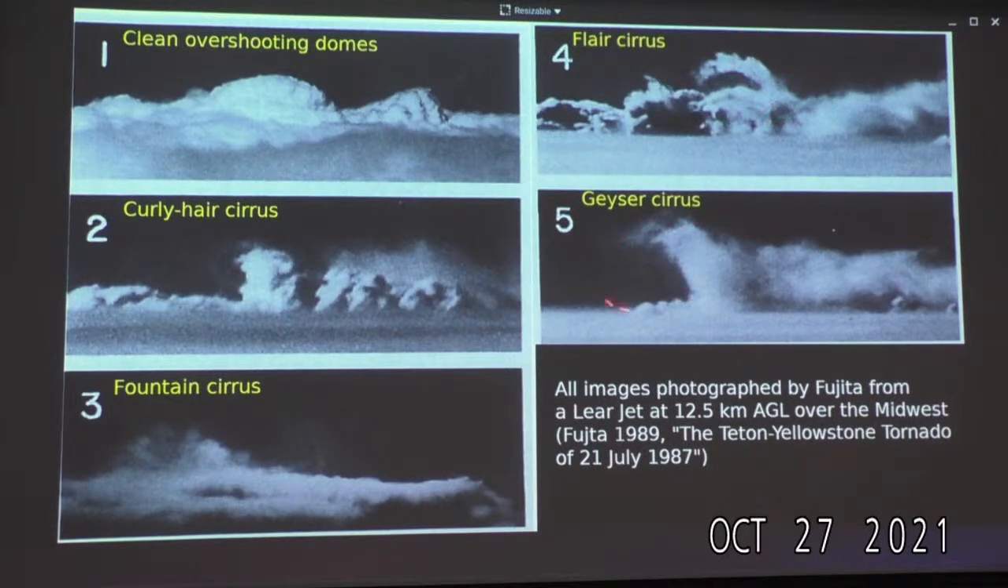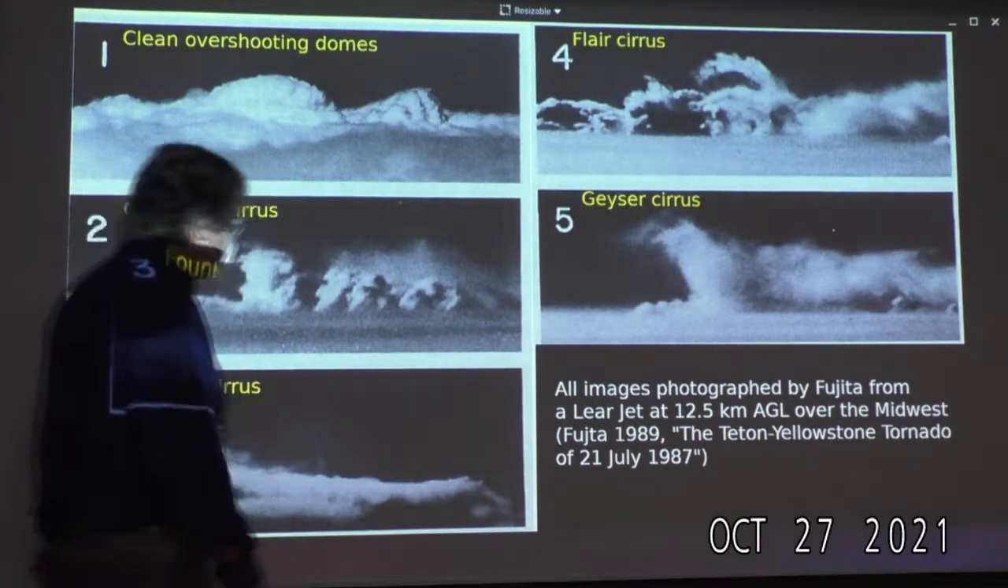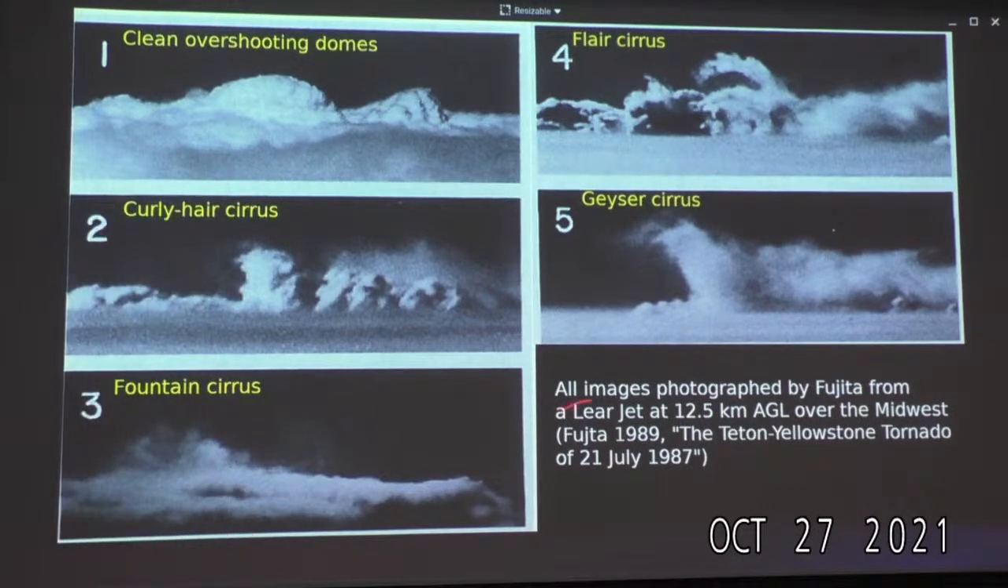And this is what probably matches us the best: the geyser cirrus. This shoots up like several kilometers. And this looks a lot like our hydraulic jump. This kind of looks like a mohawk on the top of the anvil. You know, it kind of shoots up.